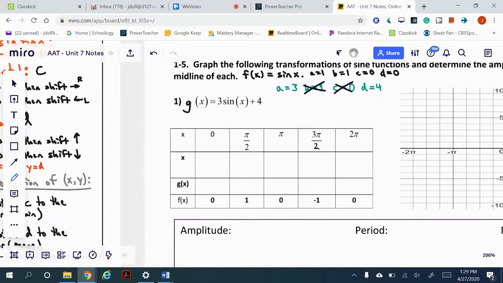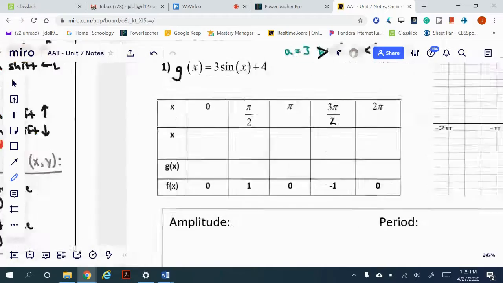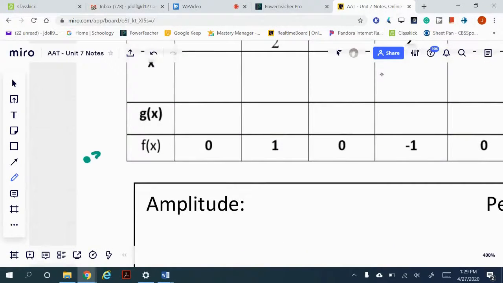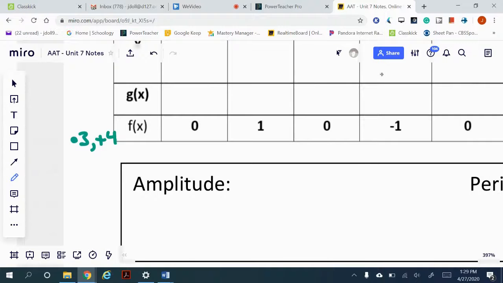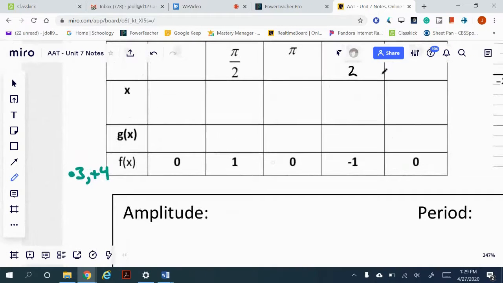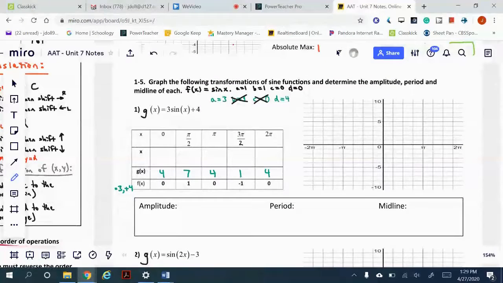we follow the normal order of operations. So we are going to multiply by A, which means we're going to multiply by 3. And since D is positive, we're going to add D or add 4. So each of these y coordinates needs to be multiplied by 3 and then increased by 4. So 0 times 3 is 0 plus 4 is 4. That's going to be 7, 4, 1, and 4. So we just now performed a vertical stretch and a vertical translation of those points.